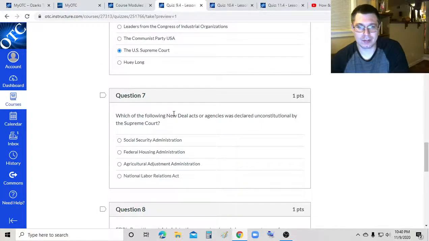Which of the following New Deal acts or agencies was declared unconstitutional? So here we go. That would be the Agricultural Adjustment Administration.